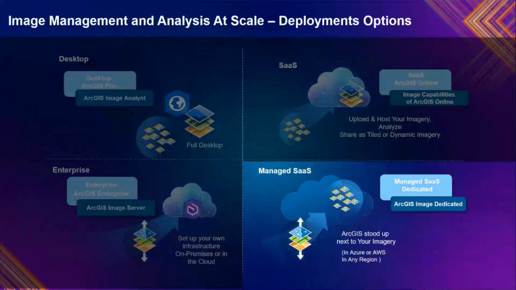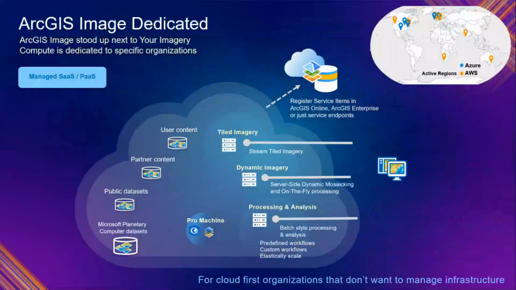The fourth deployment method is Image Dedicated. Image Dedicated is a way of running ArcGIS if you want to have the data in the cloud, but you don't want to manage the infrastructure in the cloud. These very large data sets exist, and some of them already exist in the cloud. For example, the Microsoft Planetary Computer has petabytes of imagery data sitting there. There are other public clouds with data. You may have content from partners. You may have a satellite provider who has content in the cloud. You don't want to download it.